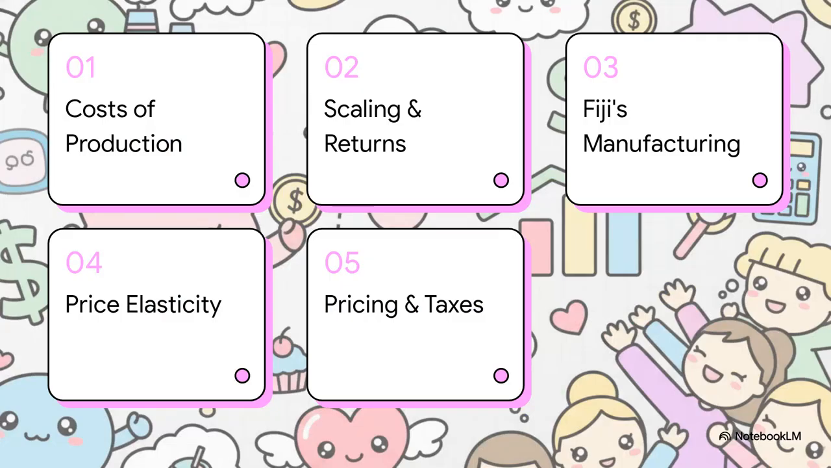Here is our roadmap for today. First, we'll look at the costs of production, then scaling and diminishing returns. After that, we'll check out FIJI's manufacturing industries, dive into the price elasticity of demand, and finally, wrap up with pricing and tax strategies. Let's get into it.